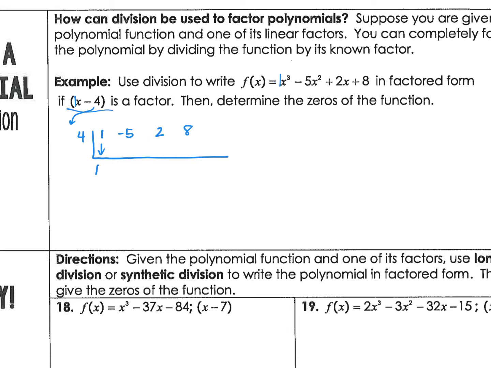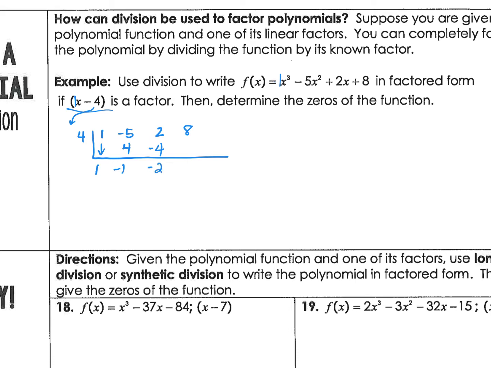And then we do what? Multiply. So 4 times 1 is what? So we put that there, and then what do we do? Straight down. We add, don't we? So negative 5 plus 4 is what? Negative 1. And then we do it all over again. 4 times negative 1? Negative 4. 2 plus negative 4 is what? Negative 2. 4 times negative 2?